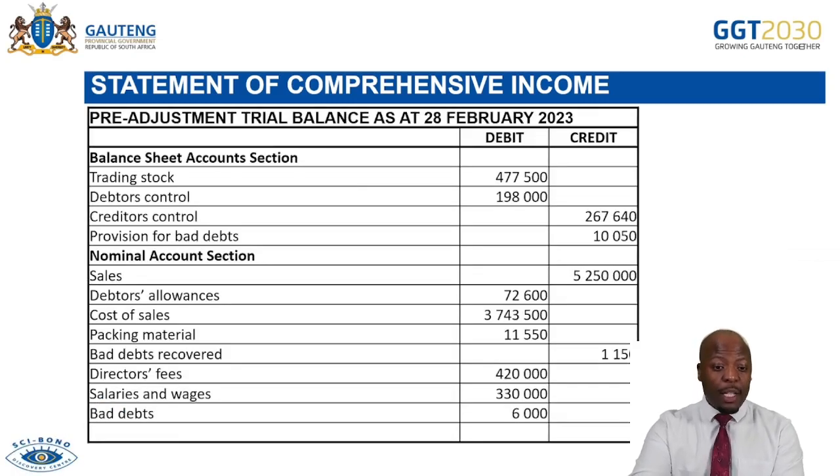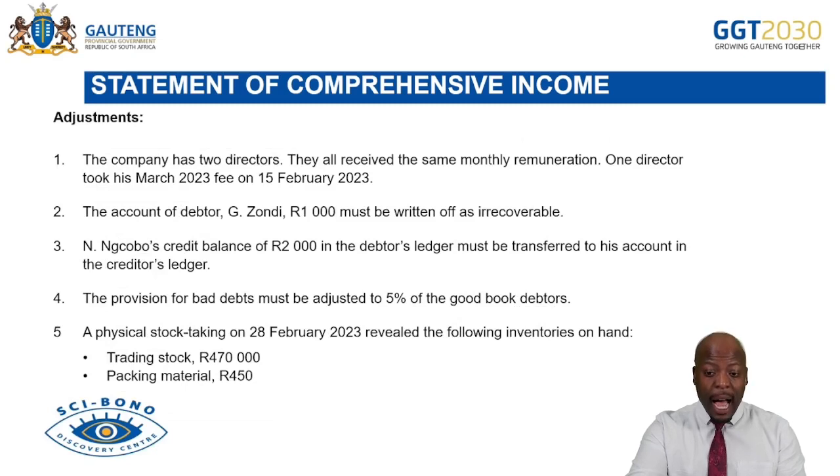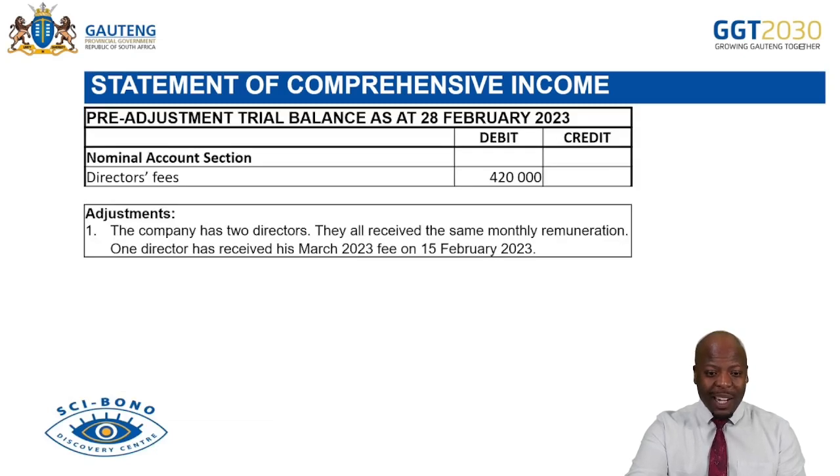Okay, here's our pre-adjustment trial balance as of 28 February 2023. And then here are our adjustments. Let's deal with them one by one. Let's go. The first adjustment reads, the company has 2 directors.